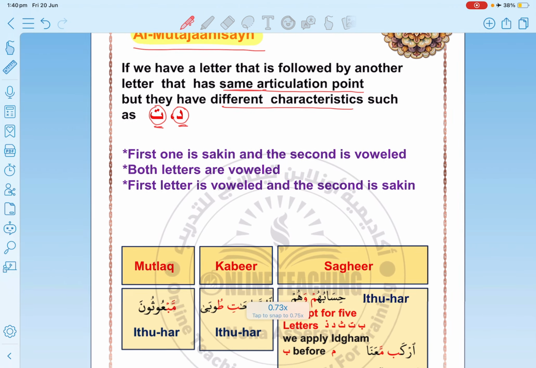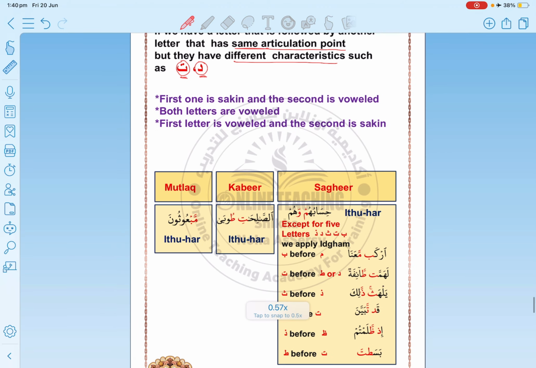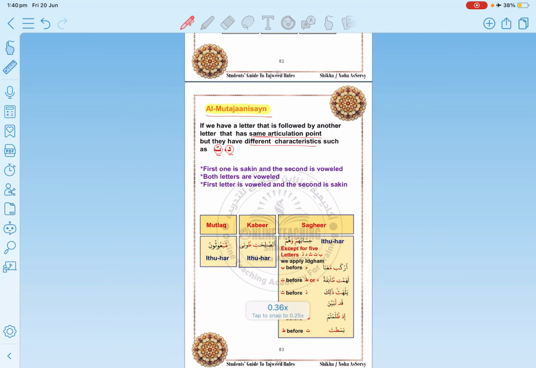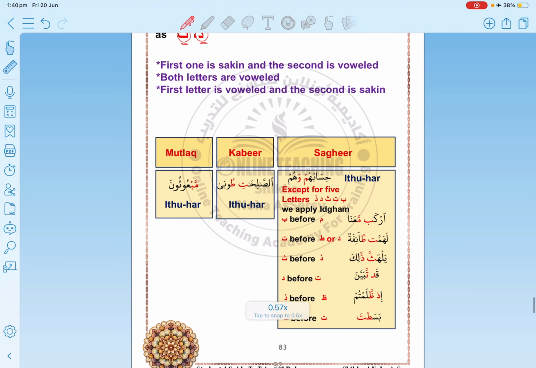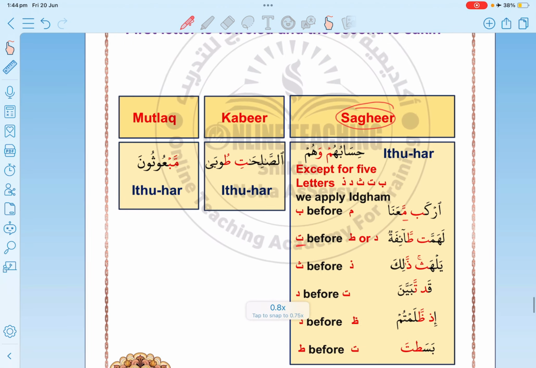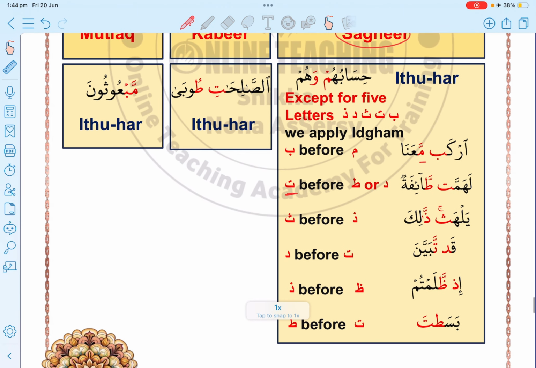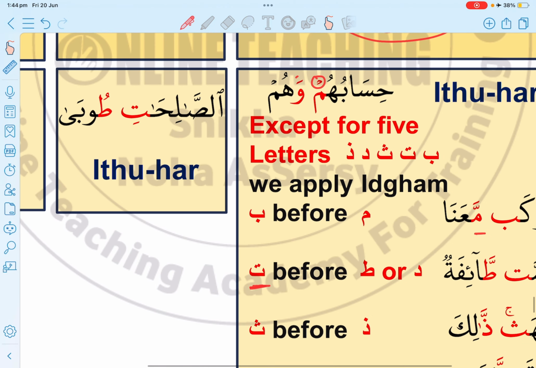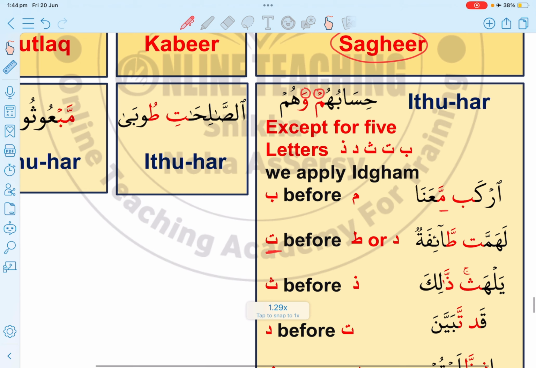So we have here three types, as we mentioned in the Mutamathilan: the صغير, the kabir, and the mutlaq. When the first one is sakin and the second is voweled, we call it صغير. Here in the صغير, we will apply the إظهار rule, except for 5 letters.